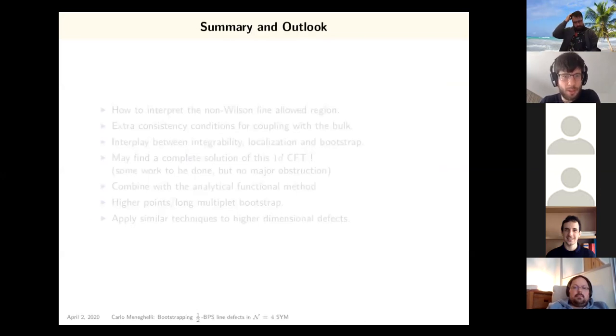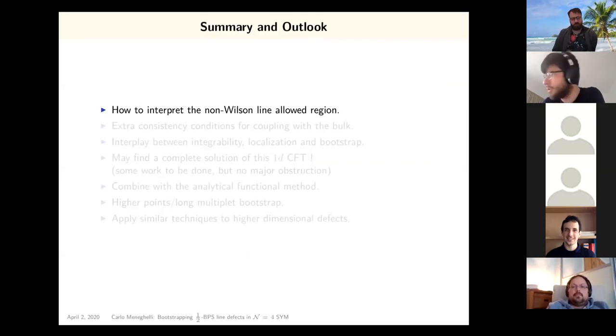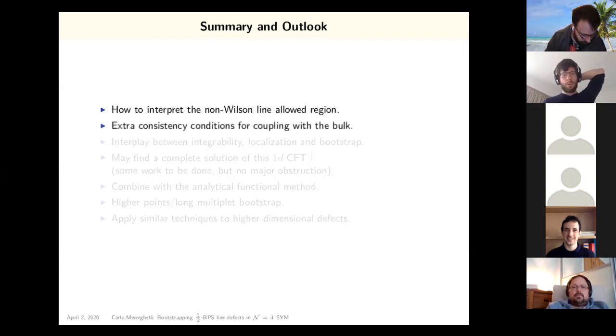Okay, so let me just summarize a few things. One open question is how to interpret the no-Wilson-line-allowed region in the plot. Unitarity seems to allow for more defects, even though of course it's not clear that the extra allowed parameter space corresponds to actual defects, but they are definitely not Wilson lines. Maybe you want to add extra consistency conditions for coupling with the bulk.